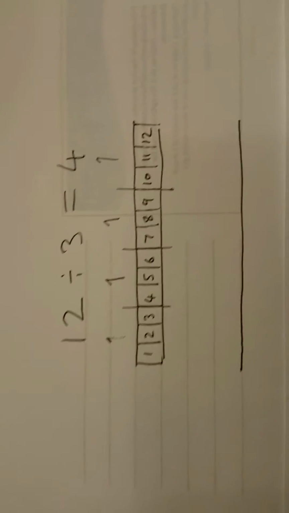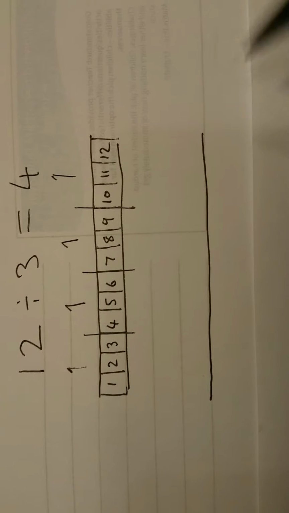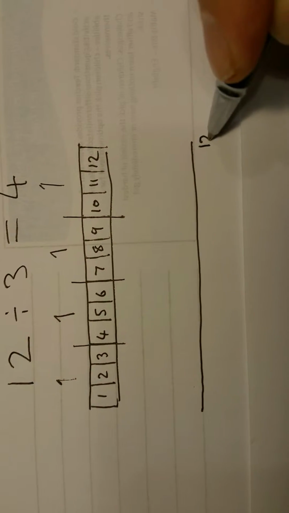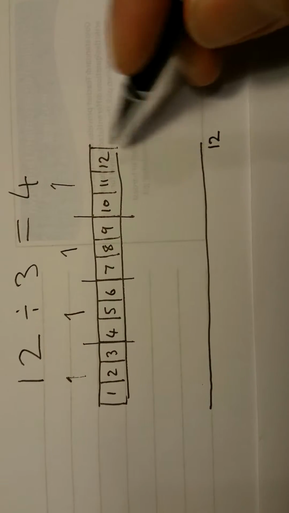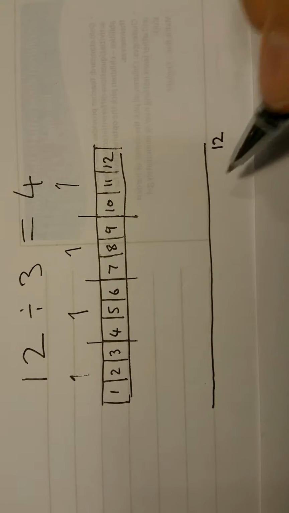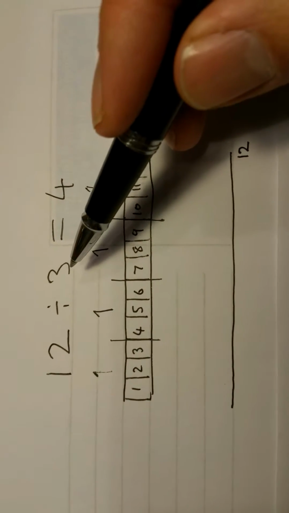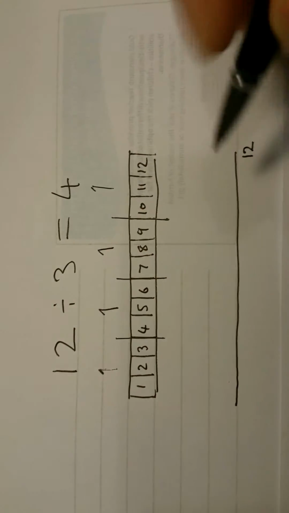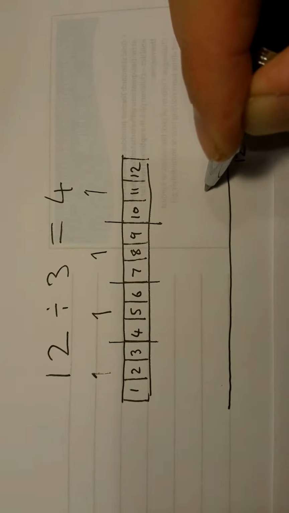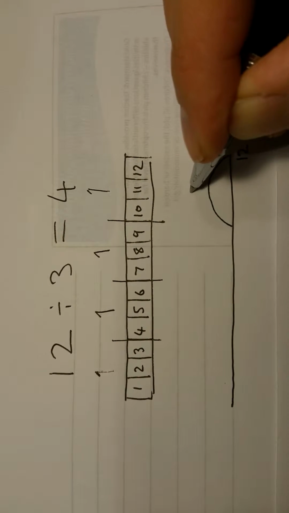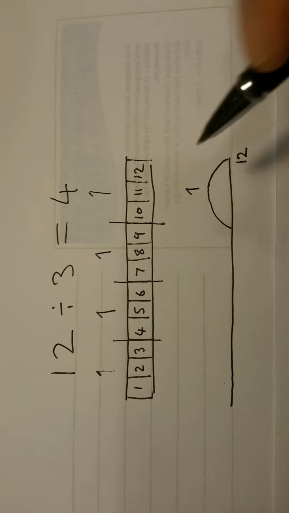So let's see if we can do it on a number line. This is a number line, and if I write 12 here, you can see it's the same thing as drawing lots of blocks, but I haven't divided it up into 12. I can still take lots of 3 out. Remember, I'm taking lots of 3 because I'm dividing by 3. So let's take out 1 lot of 3.